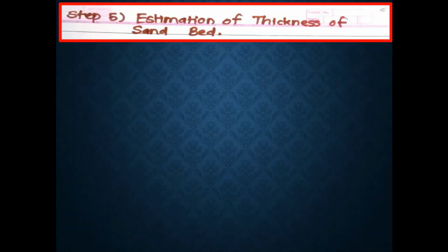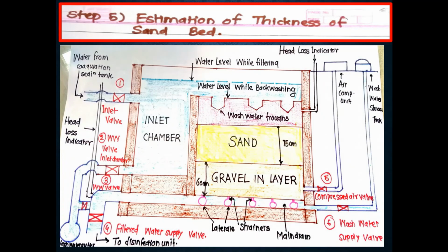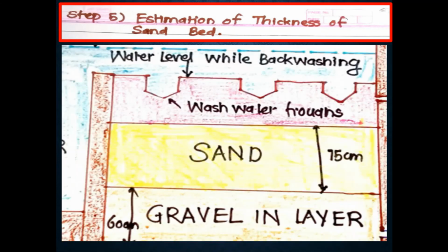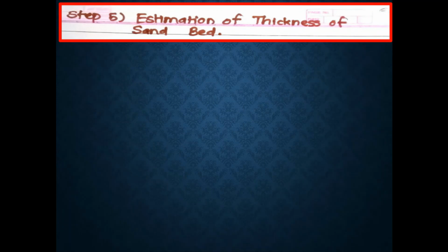Then step number 5, the last step, is the estimation of thickness of sand bed. Estimation of thickness of sand bed. Last step means which step is remaining in the design of the sedimentation tank. Directly we are calculating because it is similar to a rectangular chamber, but when a filter is there, a lot of things are involved, not only a rectangular chamber.